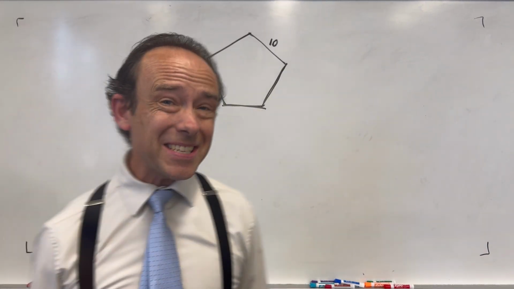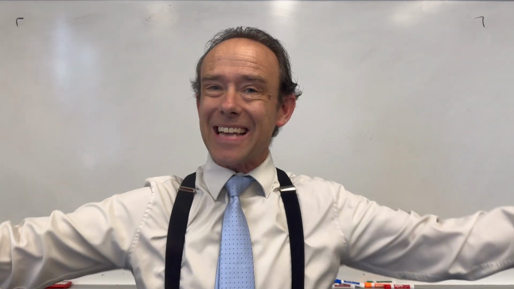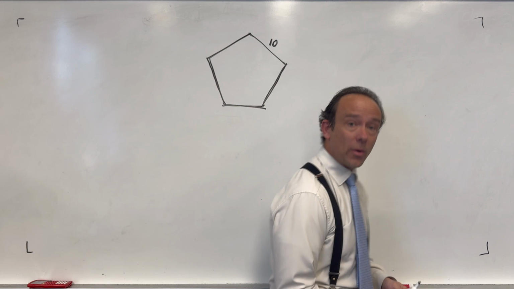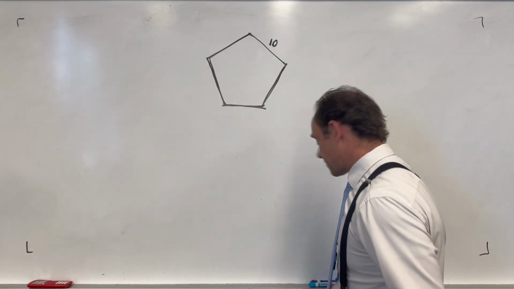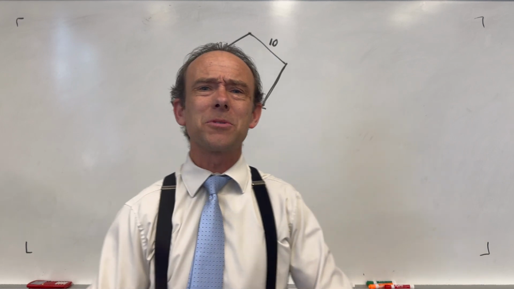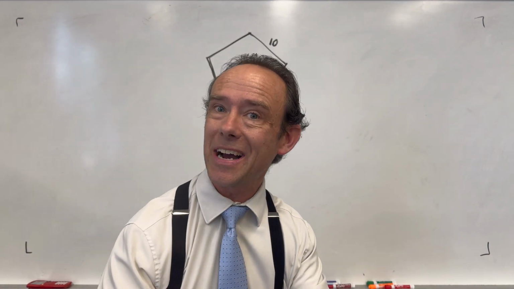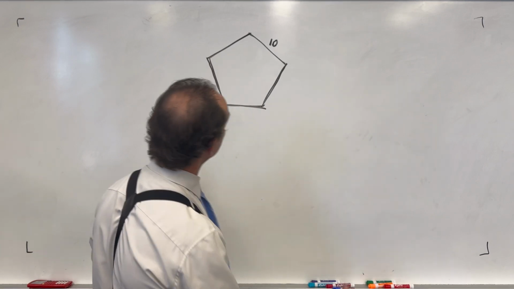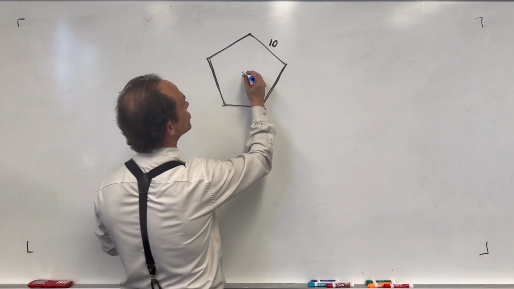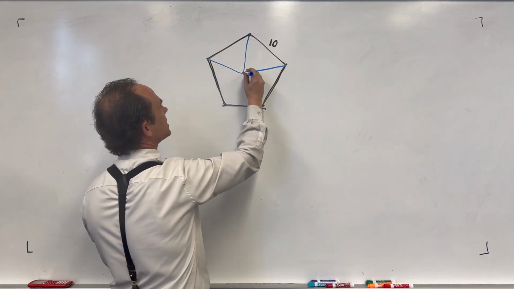Okay, so we have a pentagon here. It's a regular pentagon, and the side length is 10. What's the area gonna be? So we've got a few steps to figure out. Step number one, we're gonna model it as a right triangle. So go up here, find the center, and just draw your lines to each vertex there.